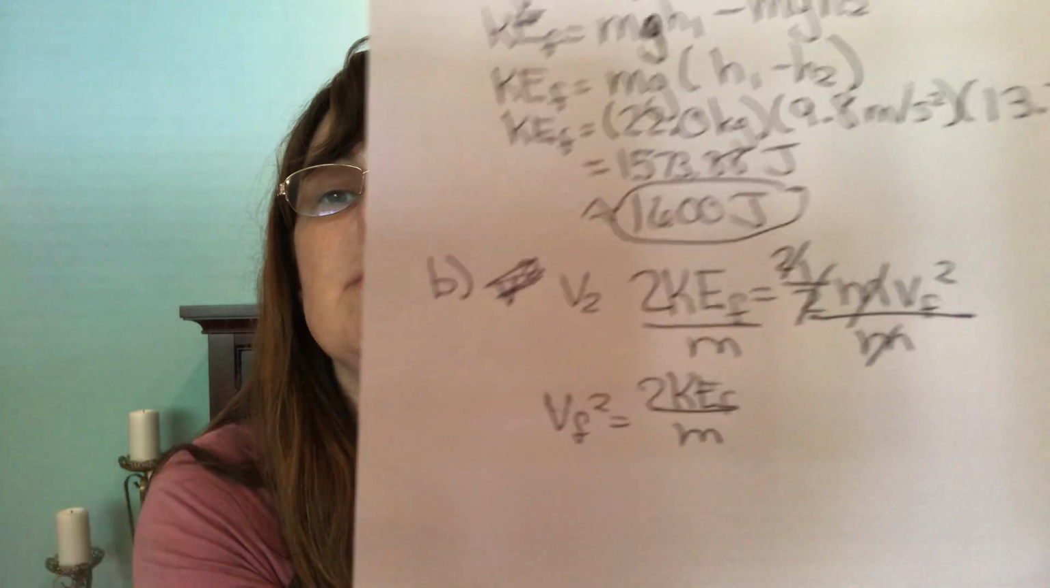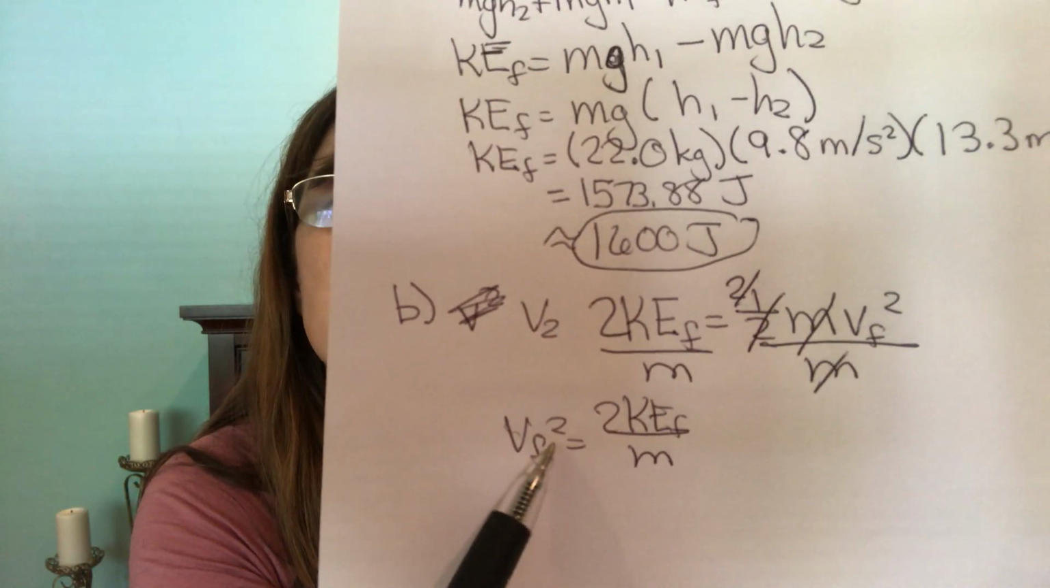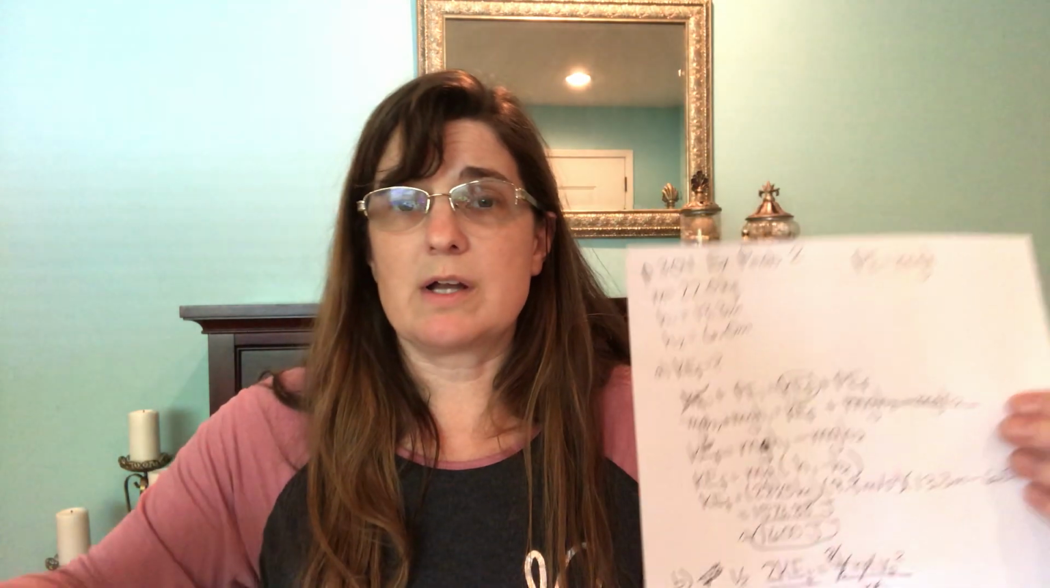And then the last thing we need to do is get rid of the fact that this is being squared. The opposite of squaring something is to take the square root. So we're going to take the square root of both sides. So we end up with VF is equal to the square root of 2KEF over M.